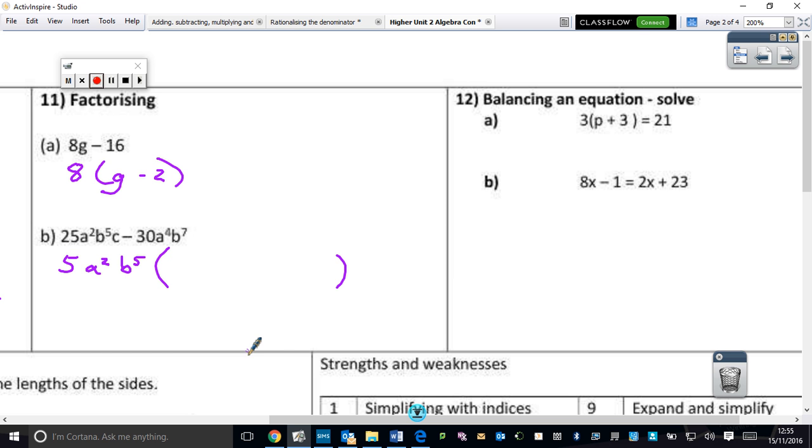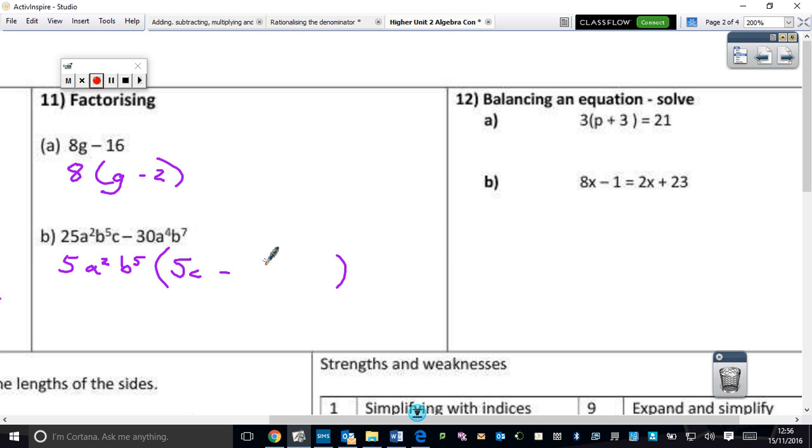Okay? 5 goes into 25 5 times. I've got A squared, I need A squared, do I want any more? No, I've got B to the power 5, that's B to the power 5, I don't want any more. There's no C here, but there is a C there, so I've got to put a C there. Put the minus in the middle.